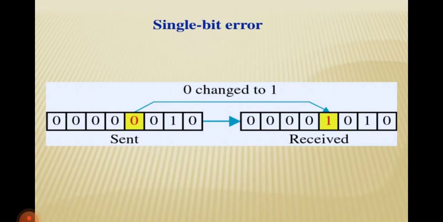00000010, but the data received is 00001010. The observed change is the 5th bit of the data, so it is called a single bit error.